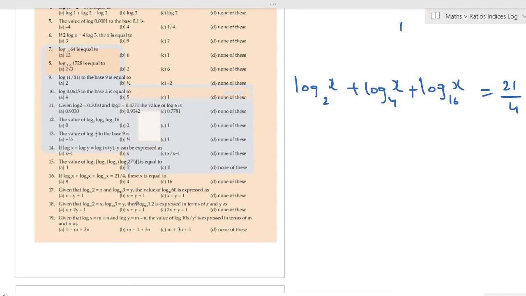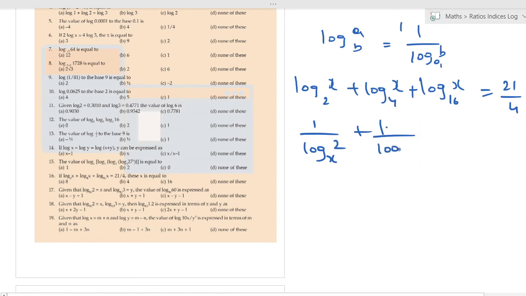They asked us the value of x. So guys, we can write log a to the base b as 1 by log b to the base a. So I'll write it as 1 by log 2 to the base x, plus 1 by log 4 to the base x, plus 1 by log 16 to the base x, equals 21 by 4.